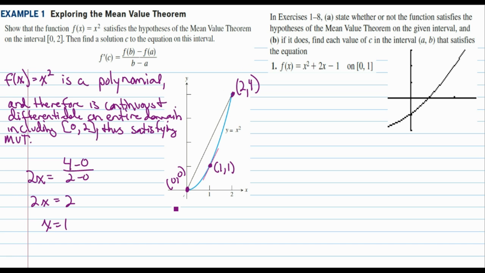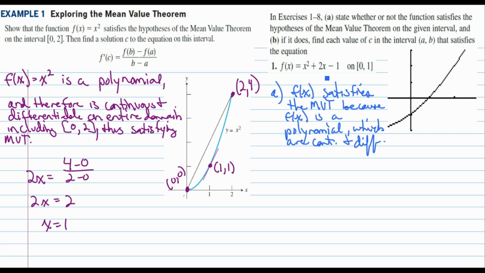Now try problem number 1. It says, state whether or not the function satisfies the hypothesis of the mean value theorem on the given interval, and if it does, find each value of c in the interval a, b that satisfies the equation. So f of x does satisfy the mean value theorem because f of x is a polynomial, which are continuous and differentiable. So b, we're going to find where f prime of c equals the slope from 0 to 1.